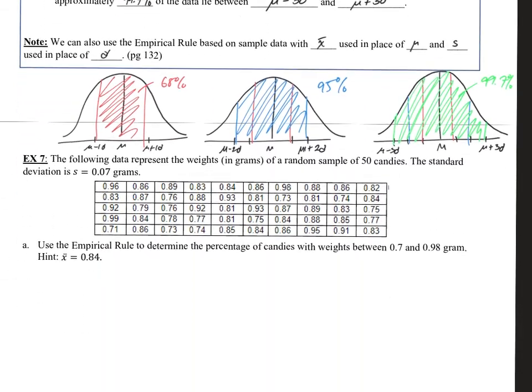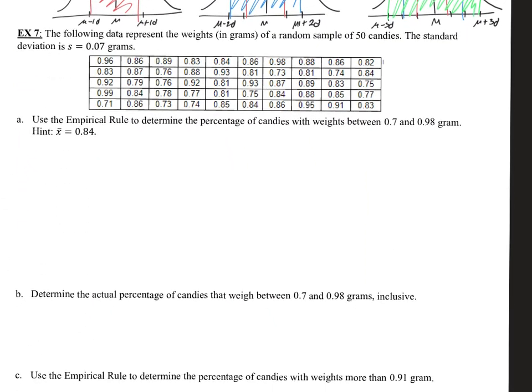So let's take a look at this example. The following data represents the weight in grams of a random sample of 50 candies. The standard deviation is given already as 0.7 grams. Use the empirical rule to determine the percentage of candies with weights between 0.7 and 0.98 grams. Hint: we have a sample mean of 0.84.